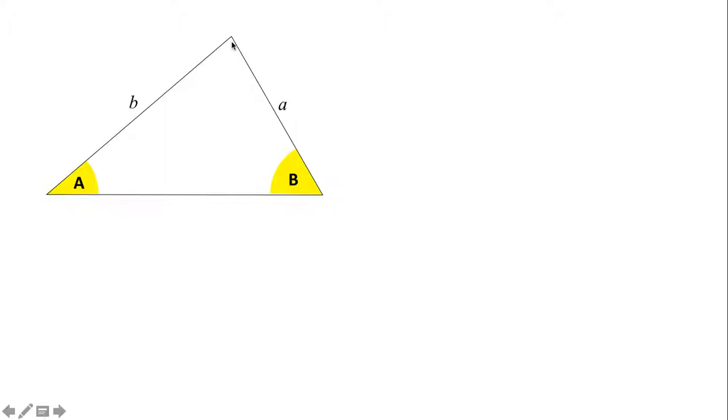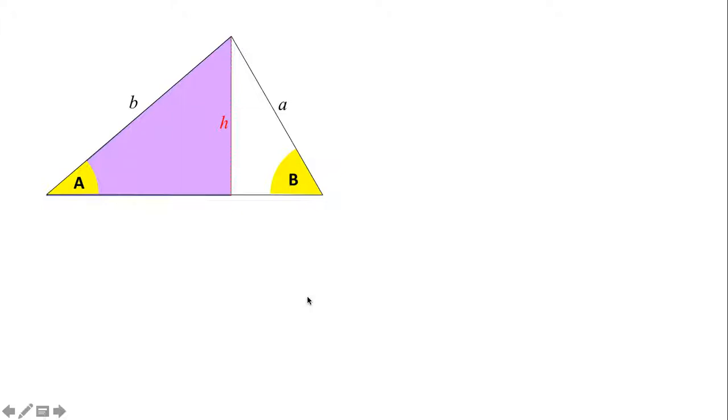And then from the top here, I'm going to drop a vertical line. So the vertical line and the horizontal line obviously meet each other at 90 degrees. They're perpendicular to each other. I've labeled the vertical line as H for height, not H for hypotenuse, but H for height, and it's formed two right-angled triangles.